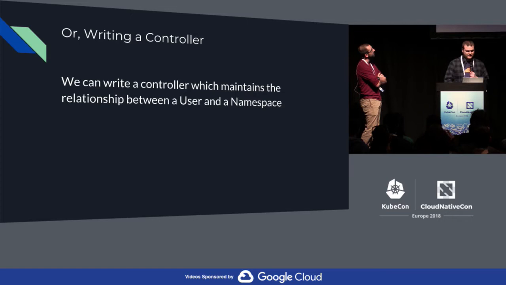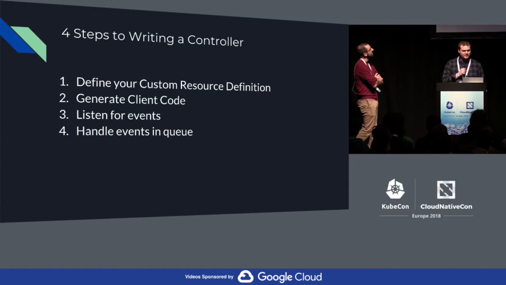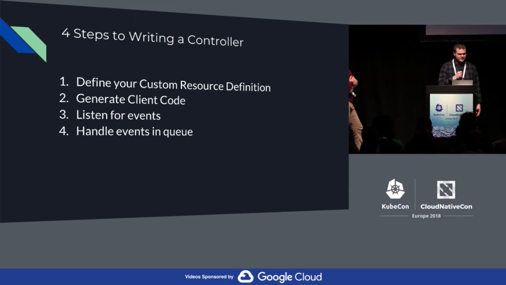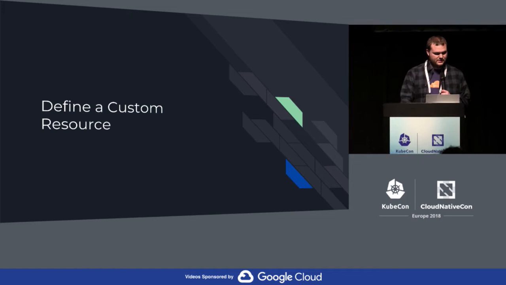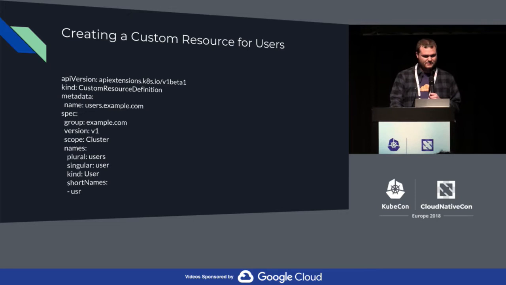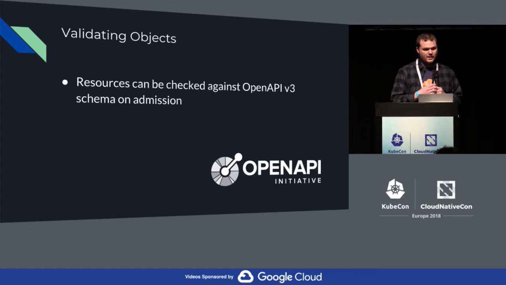So there are four steps to writing a controller. The first step is define a CRD. Two is generate the client code so you can work with it. Three is listen to events, and four is handle events in the queue. Talking about the first one, creating a custom resource: it's unfortunately kind of small, but it's a fairly simple YAML structure that defines a new custom resource or third-party resource. And you can also, on admission, make sure that this matches the schema if you define one.